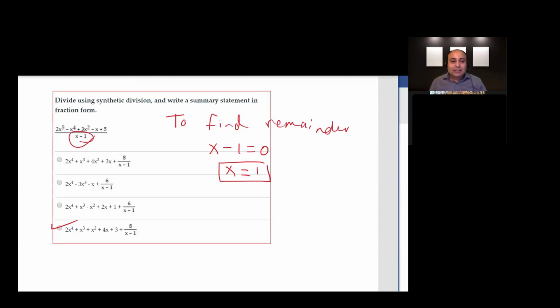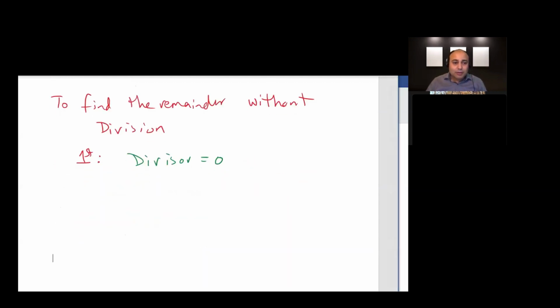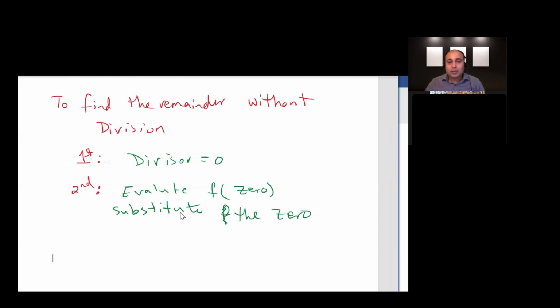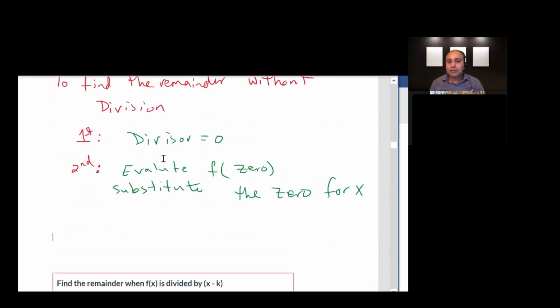Number 2, your second step: take this number and evaluate f of the result of the 0. In this case, evaluate f of 1, which means substitute this number for x. That's what it means. Substitute the number for x, and I'll explain this now. Do you need some time to copy this? Okay, take a few seconds.